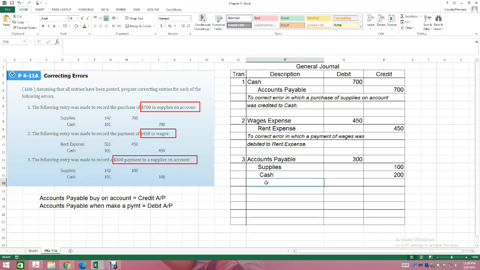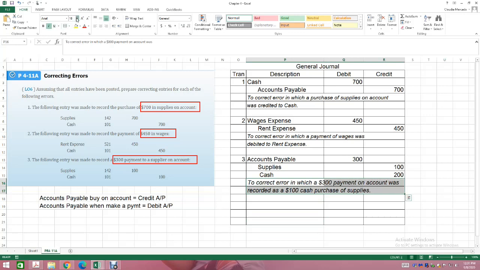So this is to correct error in which a $300 payment on account was recorded as a $100 cash purchase of supplies.